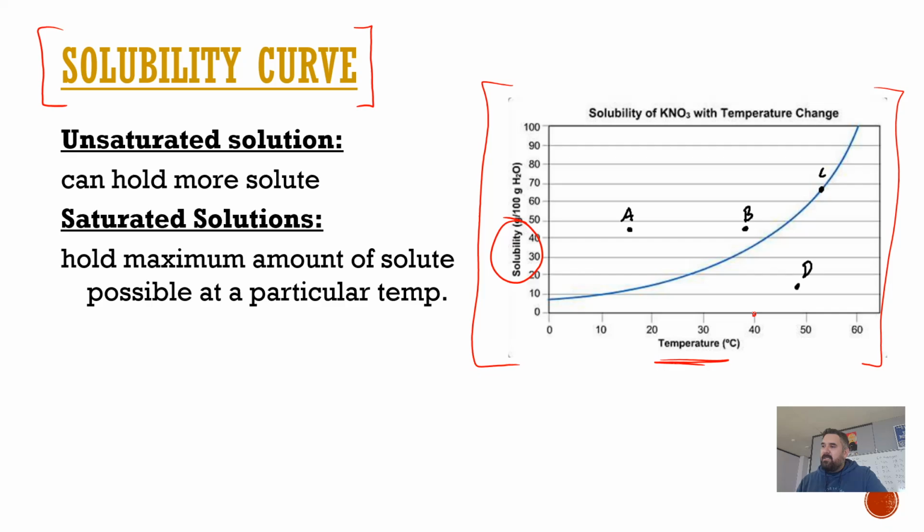So at 40 degrees, how much can I dissolve of KNO3? Do y'all see the number for this? All right, 35 grams. So if I dissolve 35 grams, it's going to be saturated. What if I put in 70 grams? How much is going to dissolve in the water? 35 grams. How much is just going to fall to the bottom?